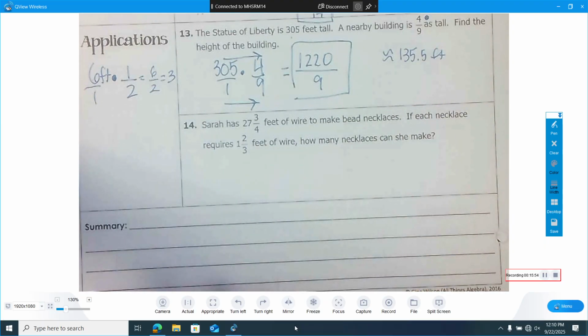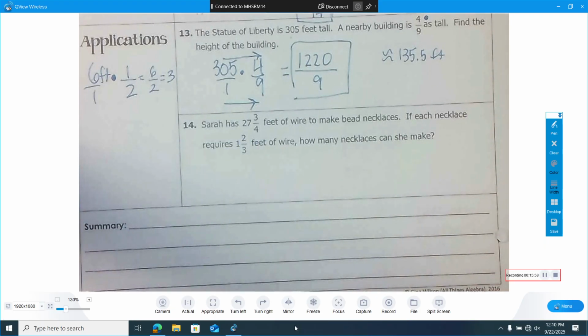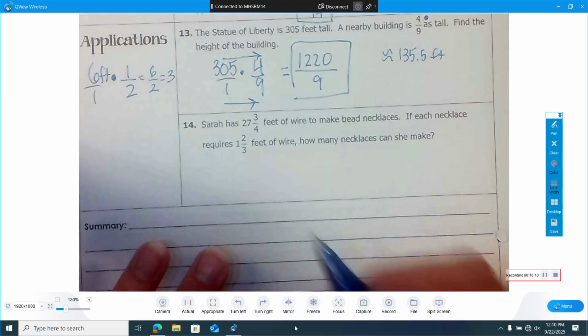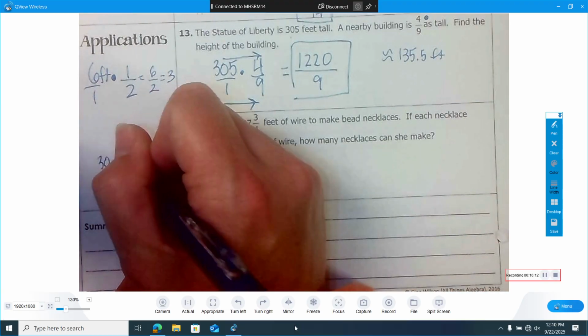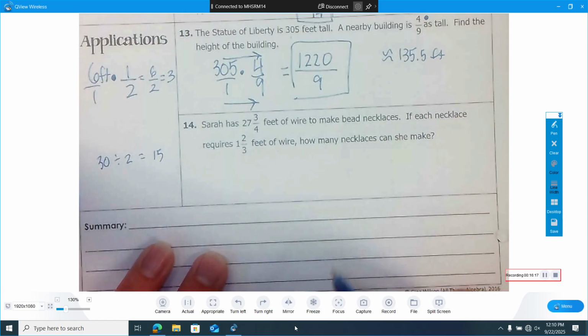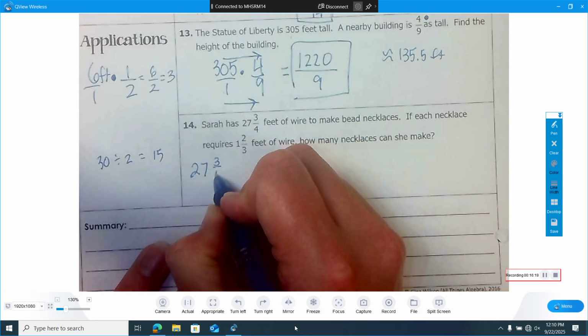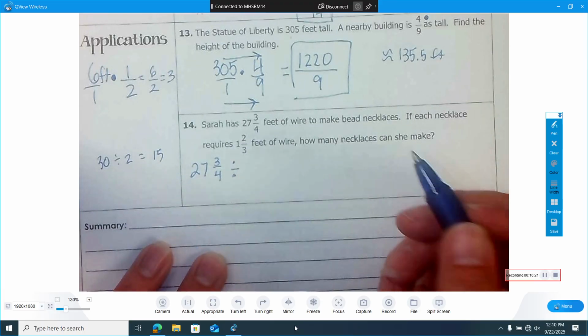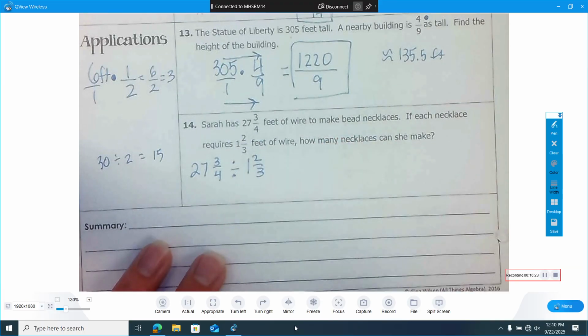So, I'm going to make the numbers easier. What if we had 30 feet of necklace and each necklace took 2 feet? How many necklaces would we get? 15. How'd you get 15? You divided. You did 30 divided by 2 and got 15. We're doing the same thing here. We have 27 3/4, and we need to divide by the 1 2/3 to figure out how many necklaces.